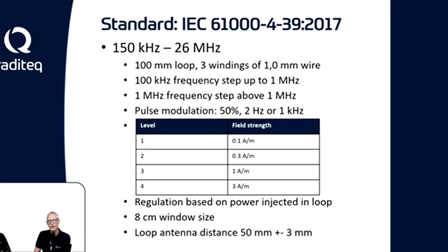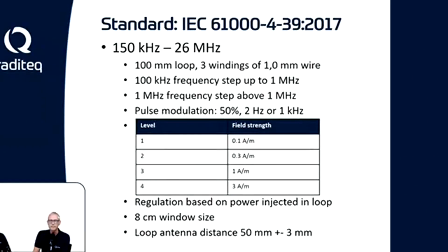Then the same standard specifies that the frequency range from 150 kHz to 26 MHz should be tested. And there a different loop should be used. This loop antenna is a 10 centimeter loop which has 3 windings of 1 millimeter wire. So that's a smaller loop antenna. The frequency stepping is a little bit different because below 1 MHz testing frequency, 100 kHz frequency steps can be used, and above 1 MHz, a 1 MHz frequency step can be used. Also, pulse modulation is used instead of AM modulation for the lower frequency band, and it can be 2 Hz pulse modulation or 1 kHz pulse modulation.